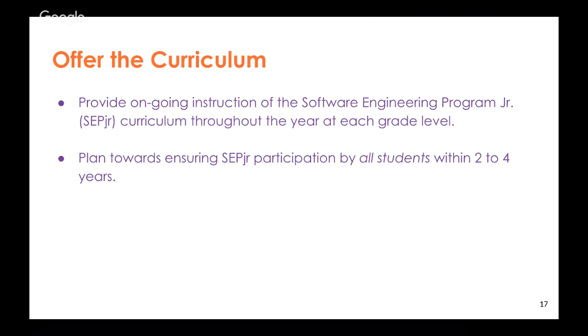And the other part of that curriculum implementation is that plan towards ensuring SEPjr participation by all students within 2 to 4 years. Now, 2 years is if you've got a group of teachers that are able to turnkey and start getting other teachers involved. Sometimes it has to do with school size and availability for professional development. But the real expectation is by year 4, you have a plan and you're implementing computer science so that it's being taught in all grade levels, so each grade from kindergarten through 5th grade.